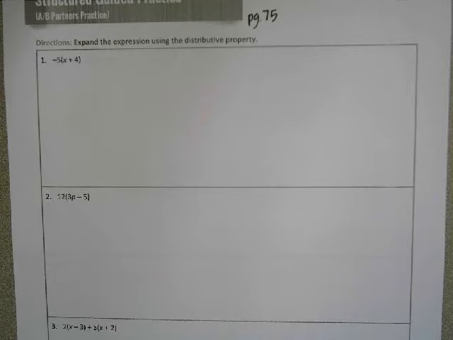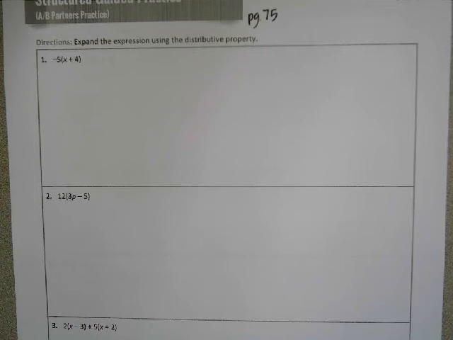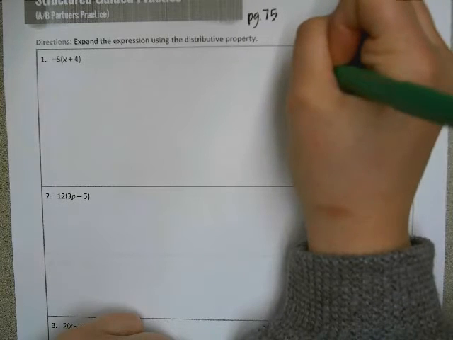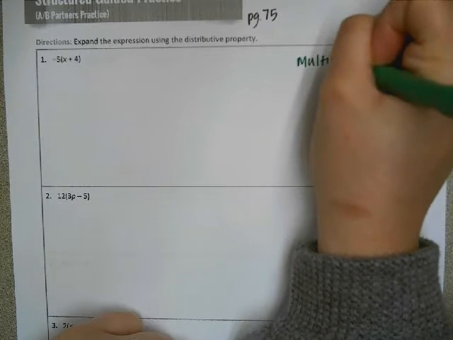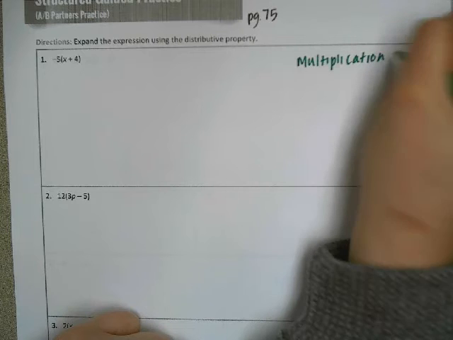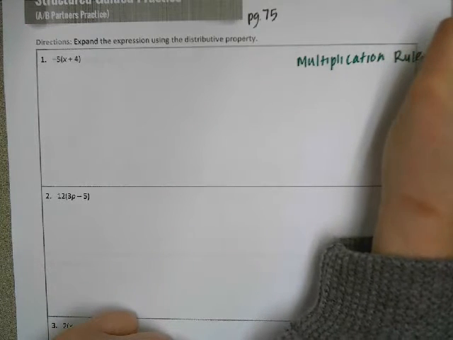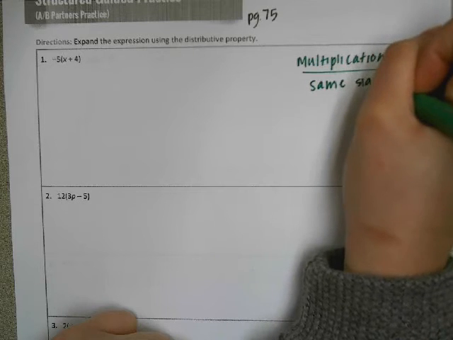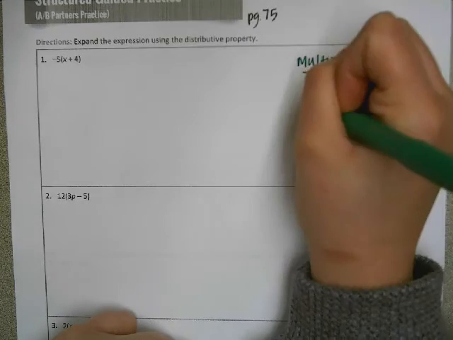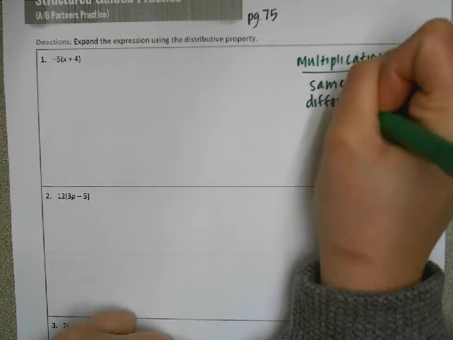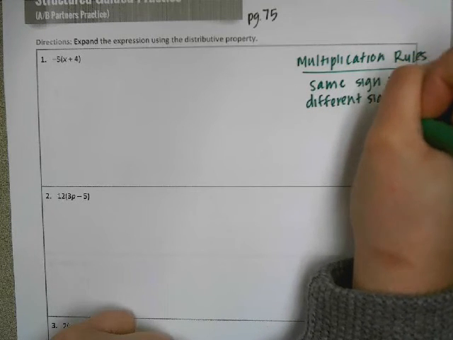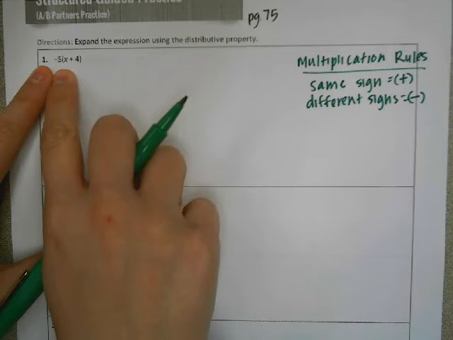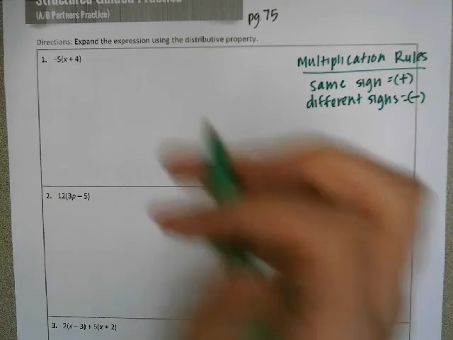Alright, so on page 75 now, we're looking at 3 examples that we'll do together. So in this box, I am just going to write down my multiplication rules, just to remind us of our rules. So remember, if we have same sign, my answer is a positive, and different signs, my answer is a negative. So again, we're going to take the number on the outside and multiply it to both terms inside the parentheses.